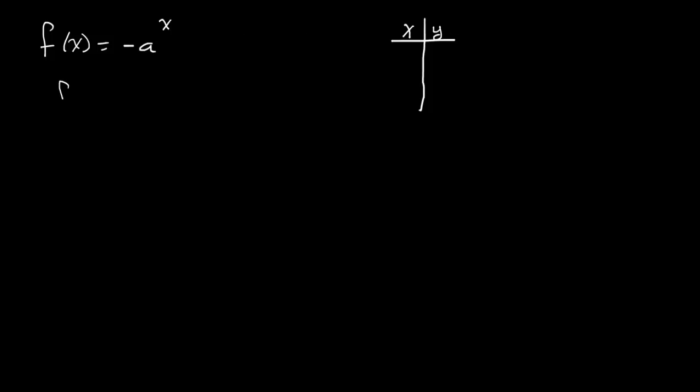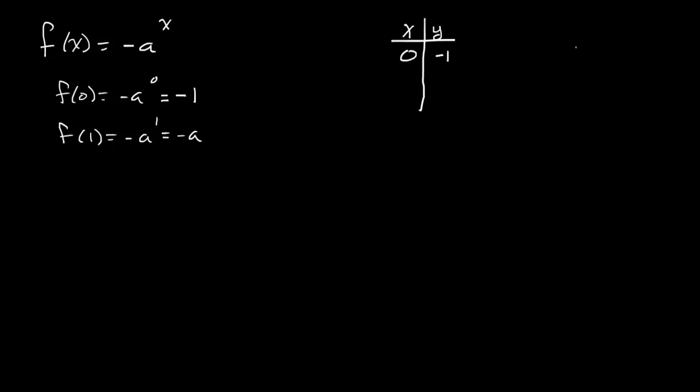If we look at f of 0, this gives us negative a to the 0. And be careful, ladies and gentlemen, this gives us a value of negative 1. This one's a little different. So when x is 0, y is negative 1. Let's try f of 1. We get negative a to the first power, so this would give us a value of negative a. Okay, that seems a little weird.